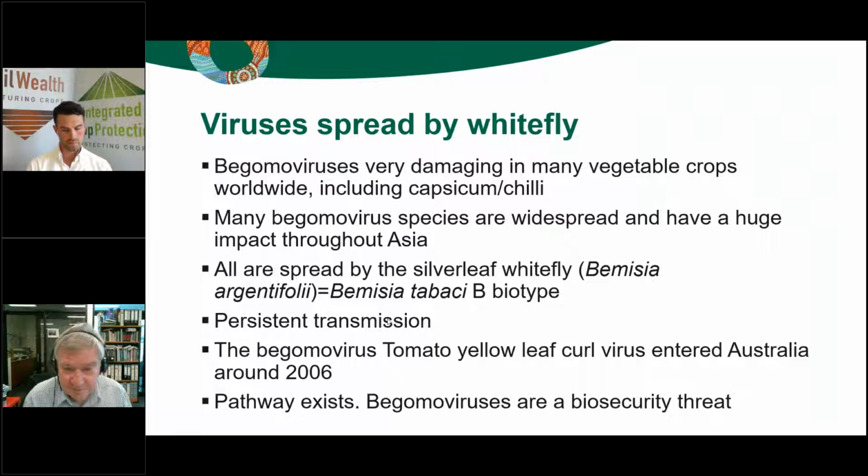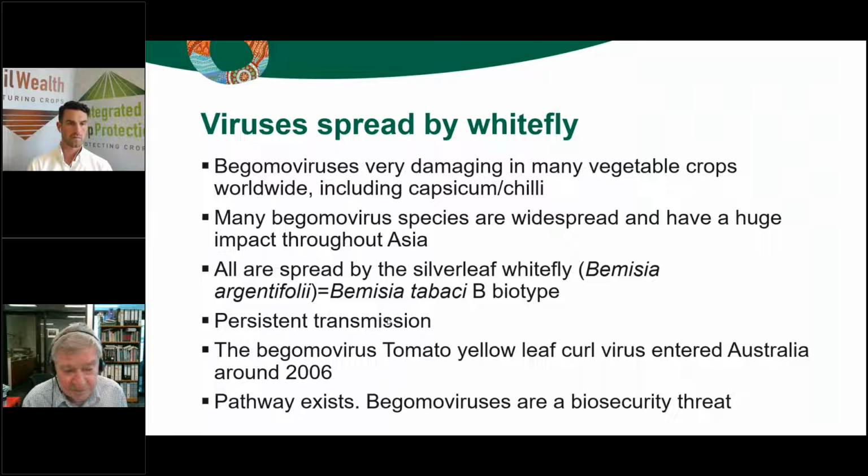It's persistently transmitted, which I've mentioned before. The only real begomovirus of importance in Australia is tomato yellow leaf curl virus in tomatoes, particularly in Queensland, and that entered Australia back in 2006. But the fact that it's here indicates that there is a pathway, and so begomoviruses are certainly a biosecurity threat.